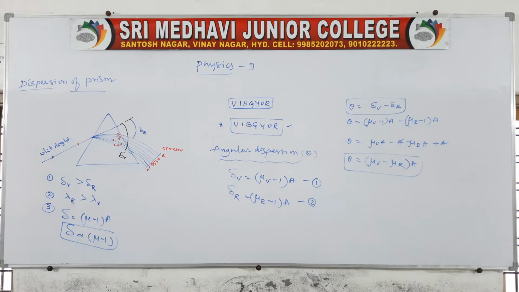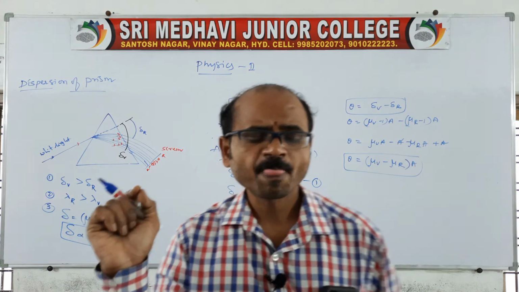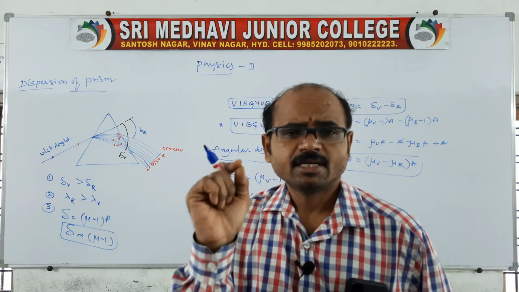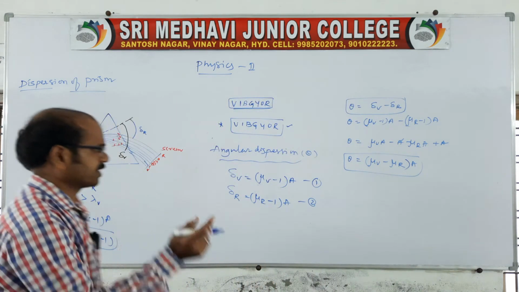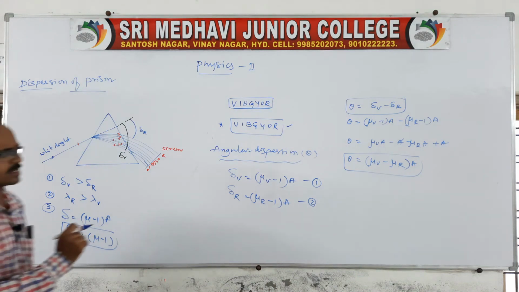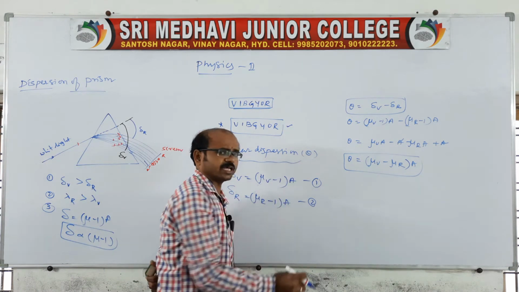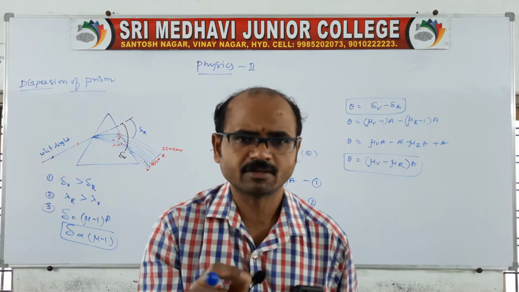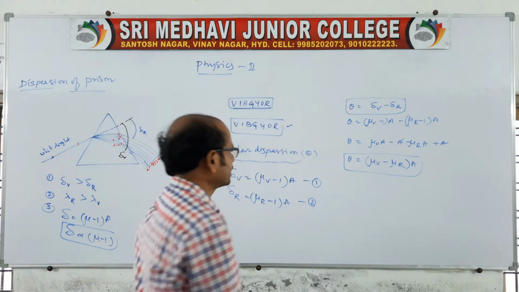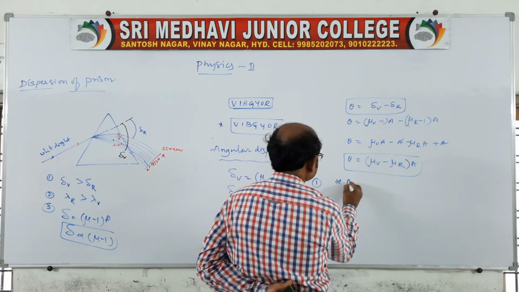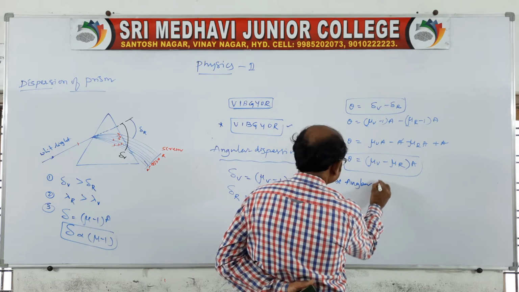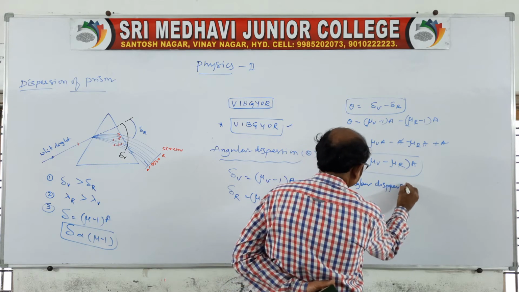Clear? Now coming to the next one. In the same prism we have dispersive power. The dispersive power, omega, is very simple: it is the ratio of the angular dispersion of any two colors to their mean color. That is the angular dispersive power, omega.